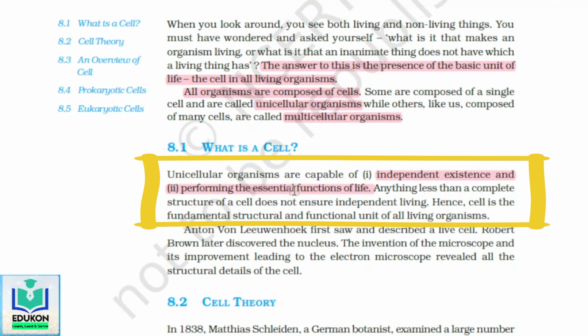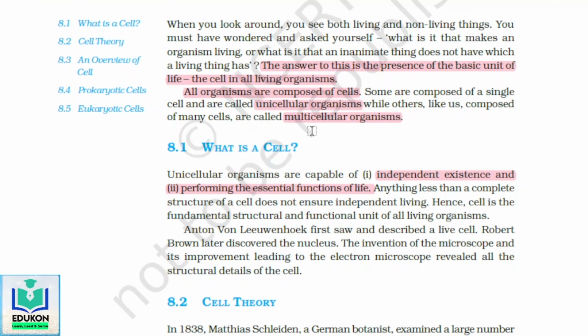Anyhow, we'll take a brief note about what the essential functions are. Like we take birth, we take our food and we grow, and there are a lot of other functions involved in our body at the cellular level. After 80 or 100 years, we will die, leaving our mark here. We'll have our own children and their children. This is the process. Here, same as in a unicellular organism, it must be capable of independent existence and performing the essential functions of life.